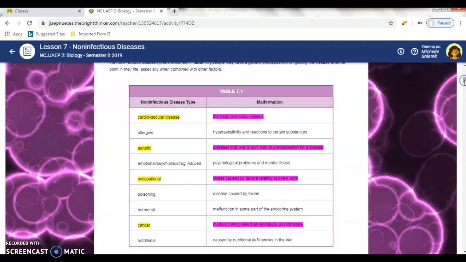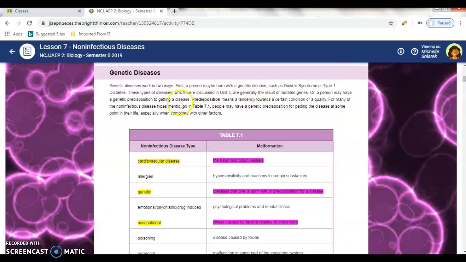So going on, we have this table, but we're going to talk about genetic diseases that work in two ways. One of them is how a person may be born with a genetic disease, such as Down syndrome or type 1 diabetes. However, these are generally the result of mutated genes. We also see on table 7.1 that these genetic predispositions for getting a disease, especially combined with other factors.